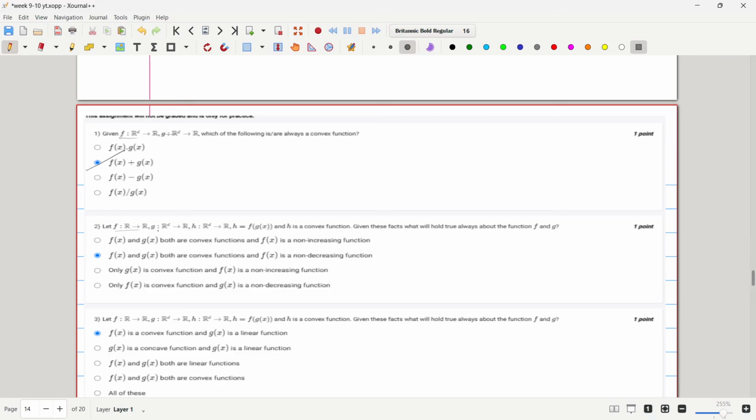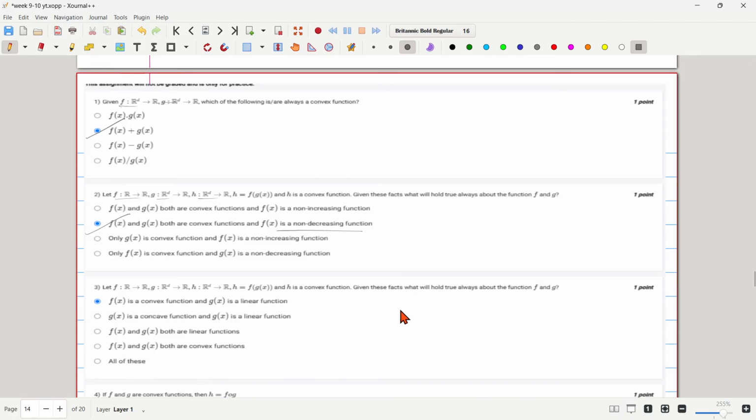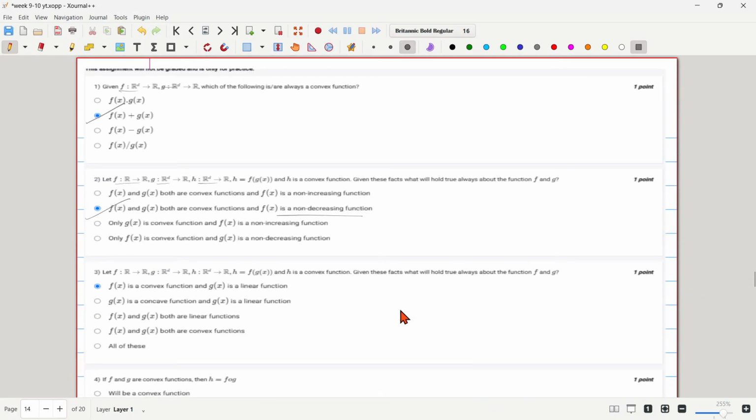Let's say f and g are convex functions, and h is represented as f of g(x), and h is a convex function. Given these facts, what will hold true always about the functions f and g? f(x) and g(x) both are convex functions, and f(x) is a non-decreasing function. Okay.